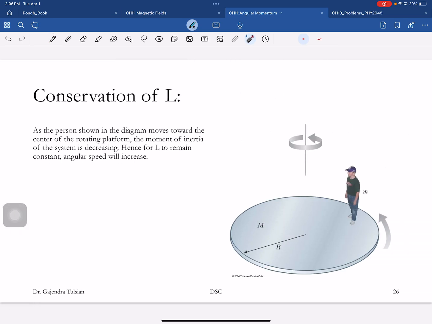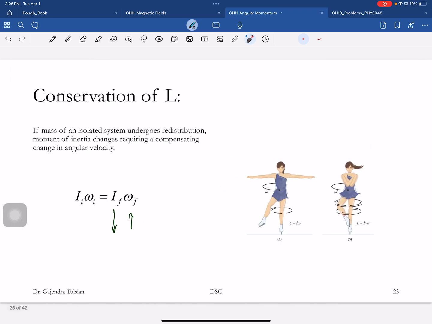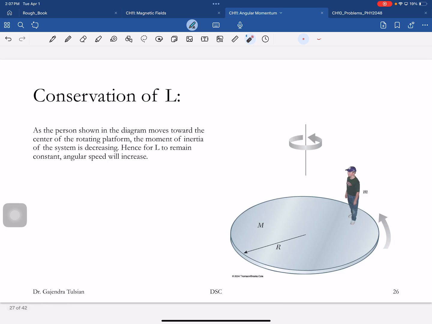Same thing here. If this merry-go-round is spinning, and this guy walks in toward the axis, what will happen? The whole thing will spin faster. It's the same thing as that, just like this system. The moment of inertia is decreasing, and angular velocity will increase.